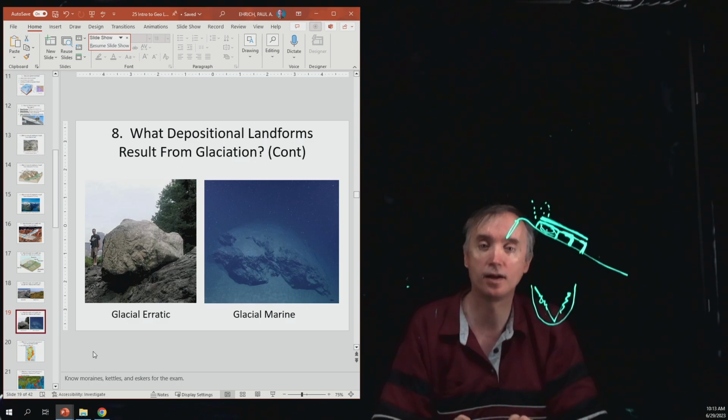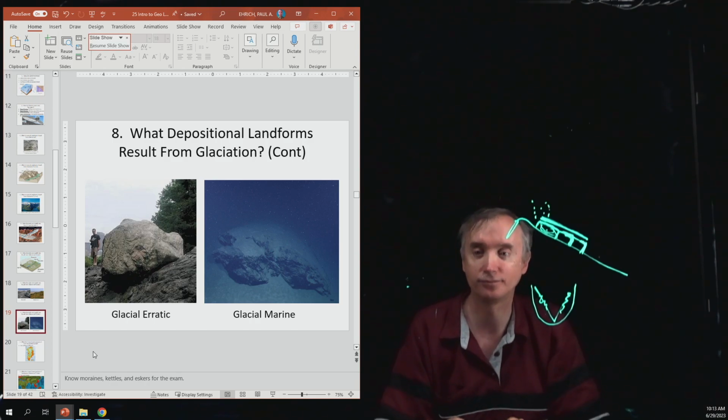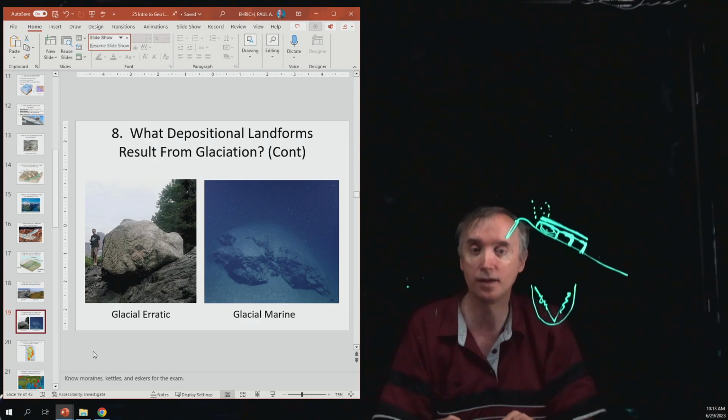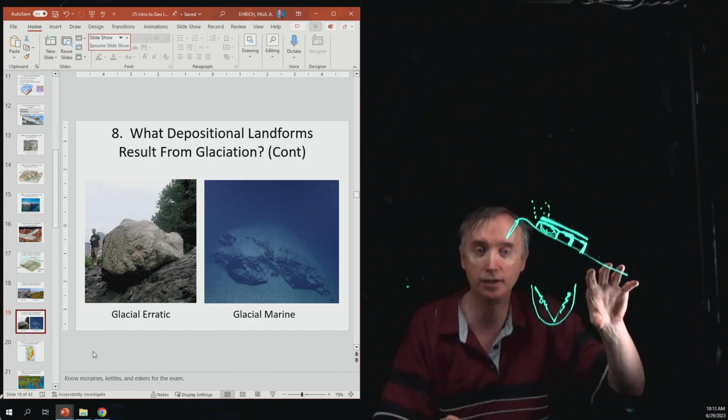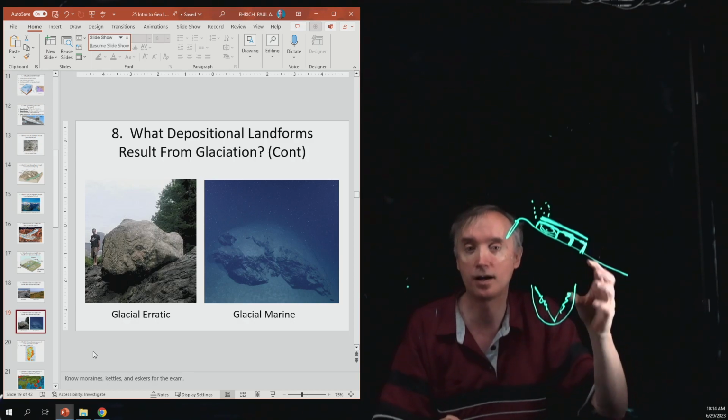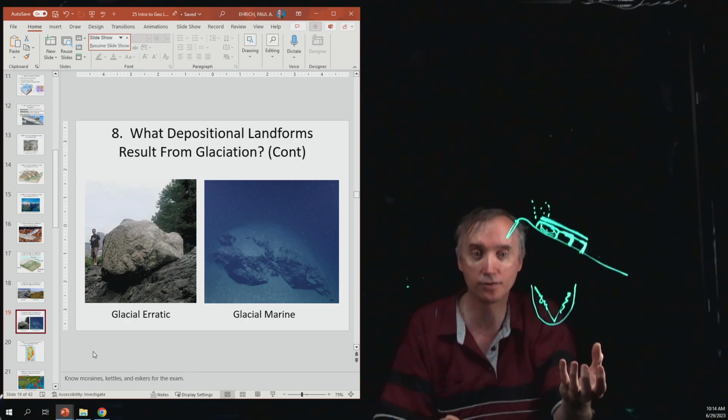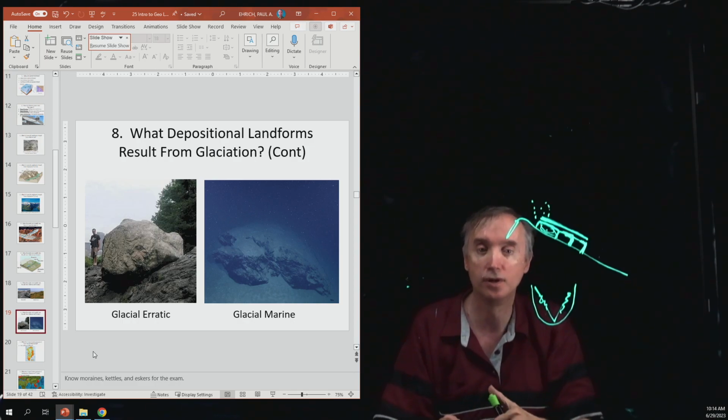Okay, here is a boulder that is pushed down from further upstream of the glacier, so where the glacier came from. These boulders can be very large, and we're going to call those glacial erratics. These kinds of things can be incorporated in a piece of ice, and then if that piece of ice goes out into a lake or into an ocean, as the ice melts, it can drop those rocks onto the floor, and so this is glacial marine.